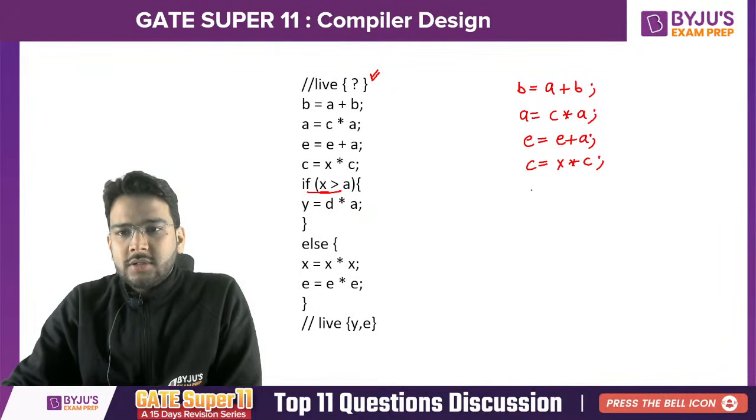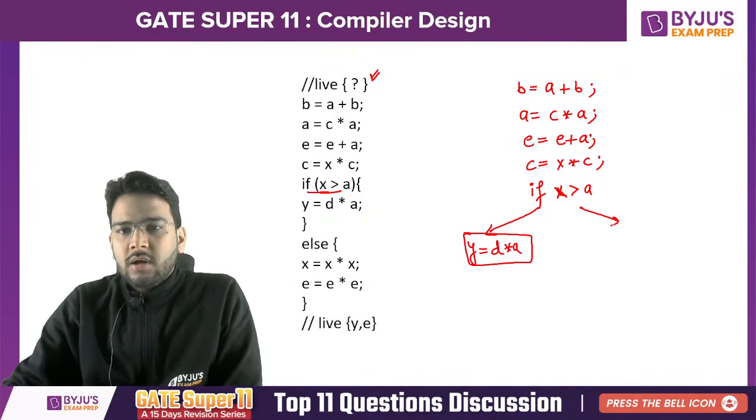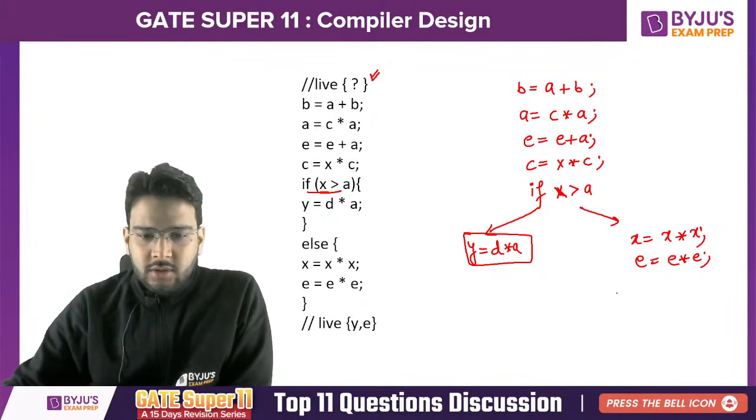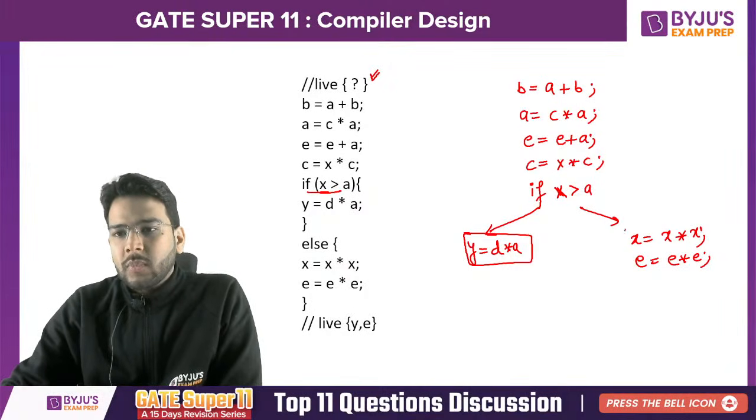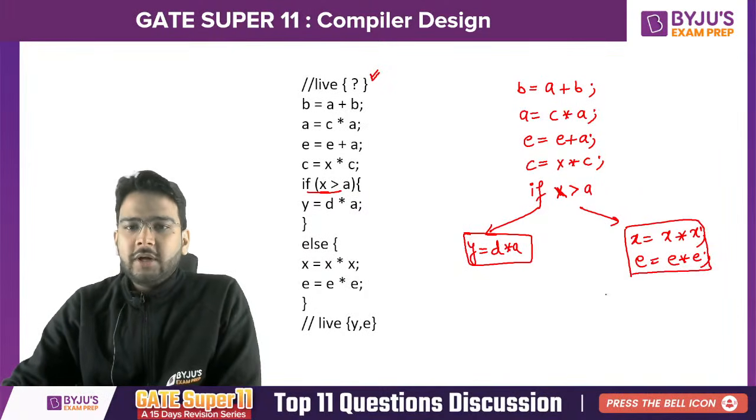And now there is a decision making statement: if X is greater than A, because we have to make this in the blocks. If X is greater than A, then Y is equal to D star A. Otherwise, X is equal to X multiply X, and E is equal to E multiply E. Clear? Okay, Nisha, Chandan getting 6 as the answer. Let's see. So this is there. Fine.